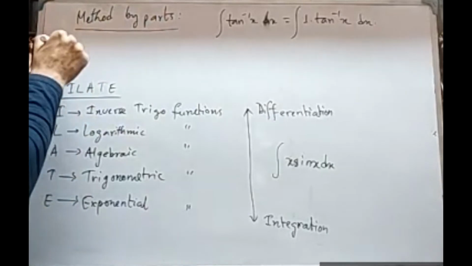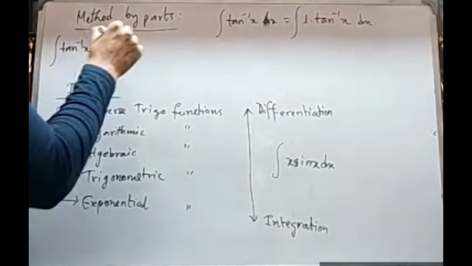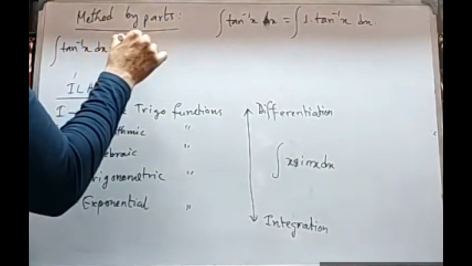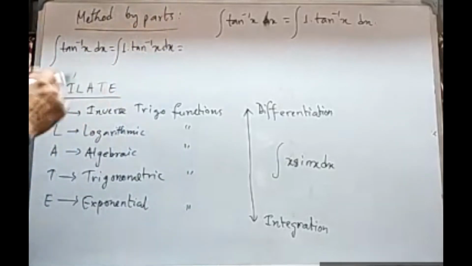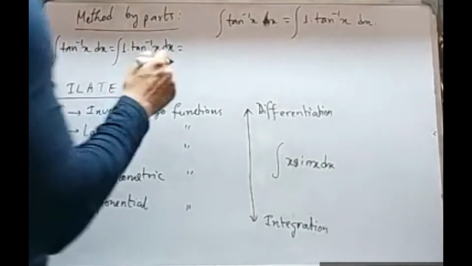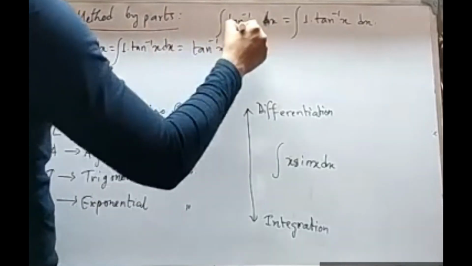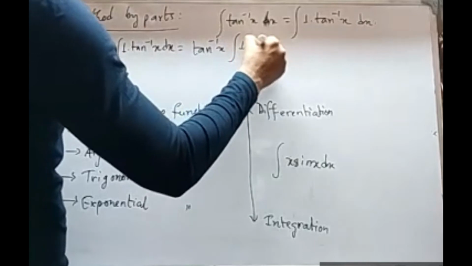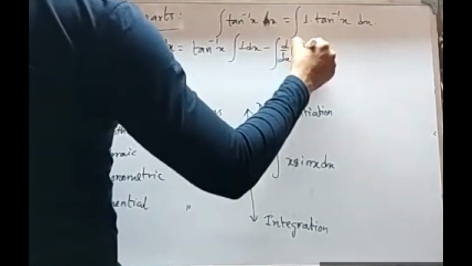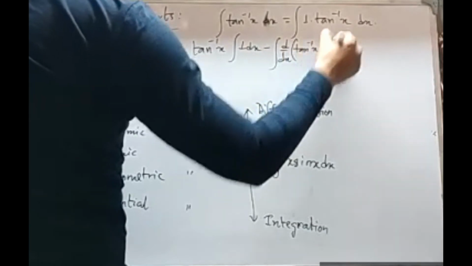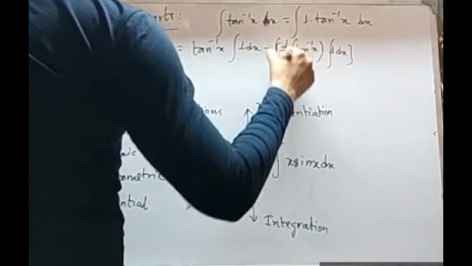Say integration of tan inverse x dx. This we can write as 1 into tan inverse x dx. Now applying the formula, we can write it like this. Tan inverse x should be differentiated, so it is outside. Integration 1 dx minus integration of d/dx of tan inverse x into integration 1 dx, the whole integration of the product.